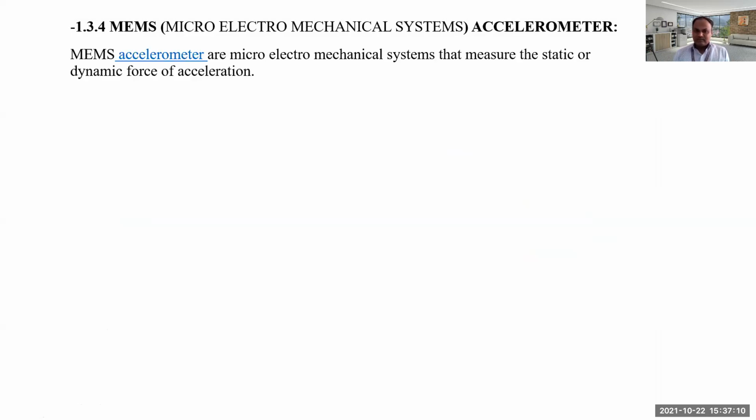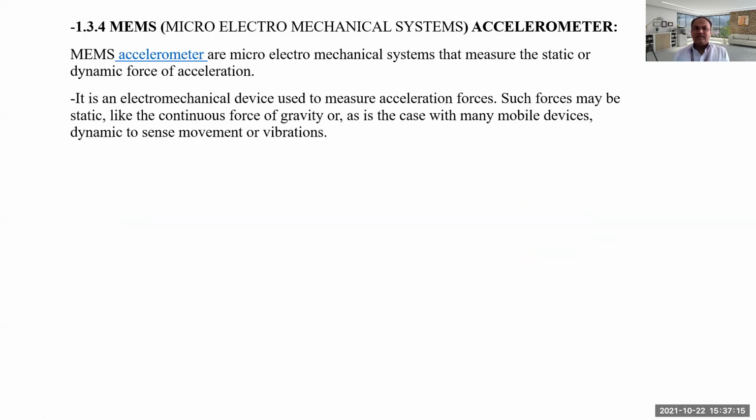Now the third one, that is the MEMS accelerometer. MEMS means micro electromechanical systems accelerometer. In this they measure the static or dynamic force of acceleration. It is an electromechanical device used to measure acceleration forces. Such forces may be static, like the continuous force of gravity, or, as in the case with many mobile devices, dynamic to sense the movement of vibration. You can get the vibrations with the help of MEMS devices.